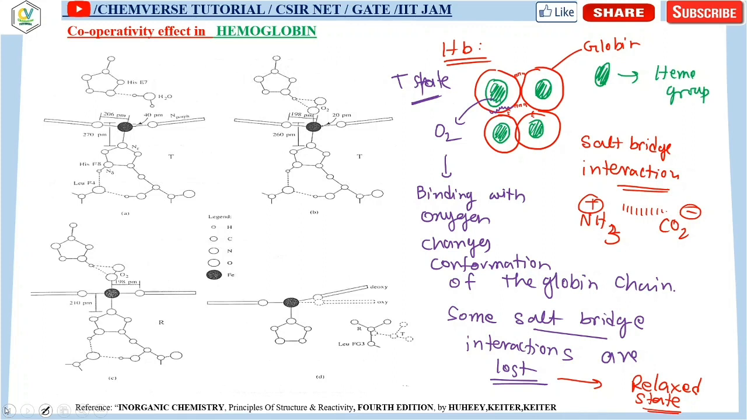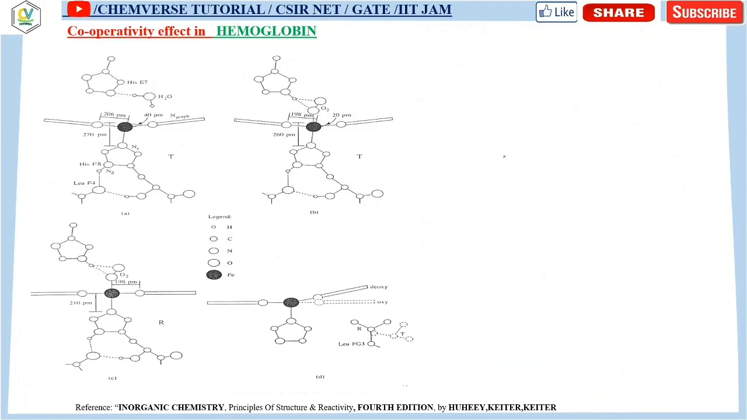Now that stability reinforces the binding of the second oxygen. So when this second myoglobin unit binds with the oxygen, again some of the salt bridge interactions are lost. That will again lead to some more relaxed state. So it will reinforce the binding of the third oxygen over here, and in this way the fourth oxygen binding. So in this way each oxygen binding will basically lead to extra stability by releasing the strain. So that is why the cooperative effect is observed in hemoglobin. Okay.